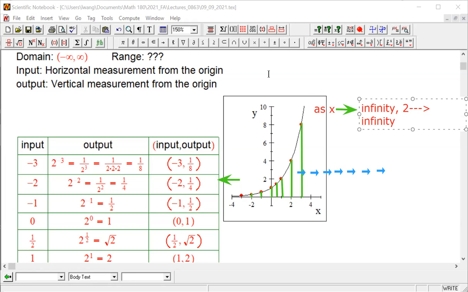So I'm going to put these little, the power right here. Okay, I will rewrite this, okay? So as x approaching positive infinity, 2 to the power x is approaching positive infinity. And they're always positive on this side. How about on the lower side?